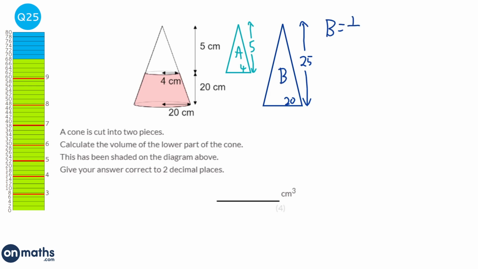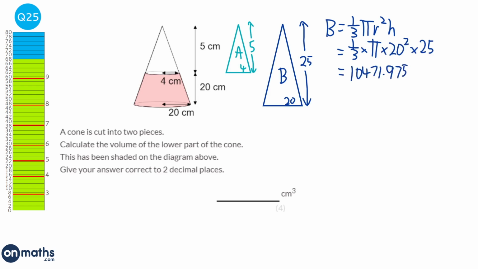The formula for the volume of a cone is a third pi r squared h, with h being the perpendicular height. So it's a third times pi times 20 squared times 25, which is going to be 10,471.975, blah, blah, blah. We're going to work out the volume for A, and this time it will be a third times pi times the radius now is 4, and the height is 5. So that will be 83.775, blah, blah, blah.